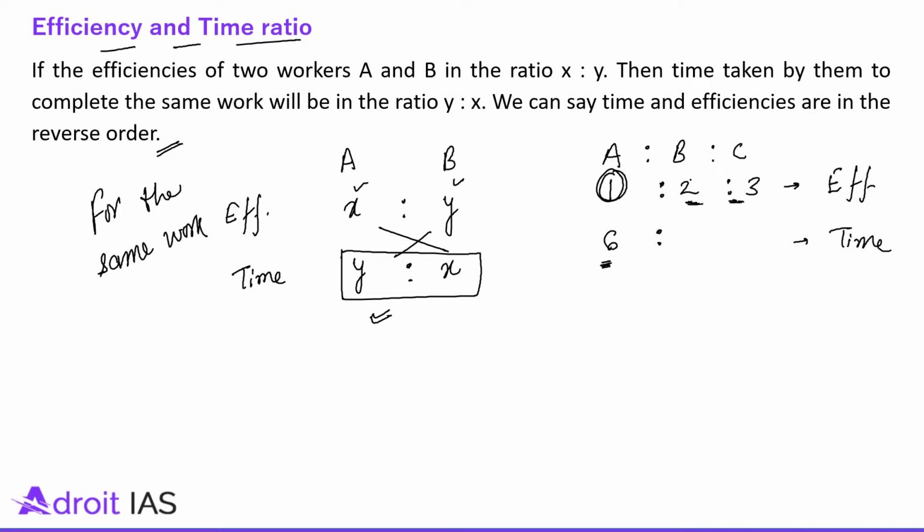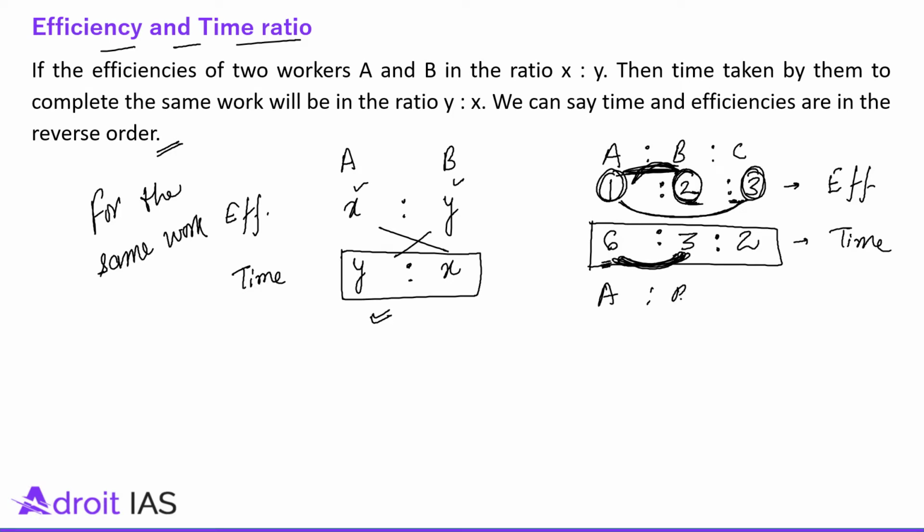Now we will hide 2 and multiply 1 into 3. 1 into 3 is 3, so 3 will come over here. Now hide 3 and multiply 1 into 2. 1 into 2 is 2, so 2 will come over here. So the reverse is 6 is to 3 is to 2. Just check: A is to B is 1 is to 2, so it has to be 2 is to 1. Yes, this is 2 is to 1.